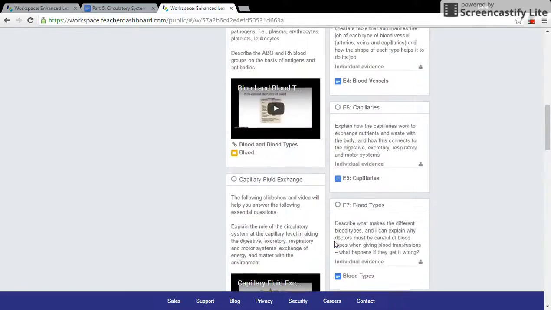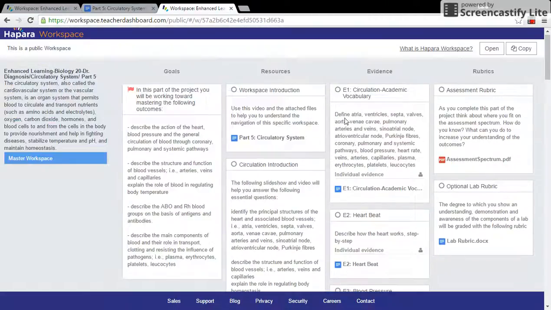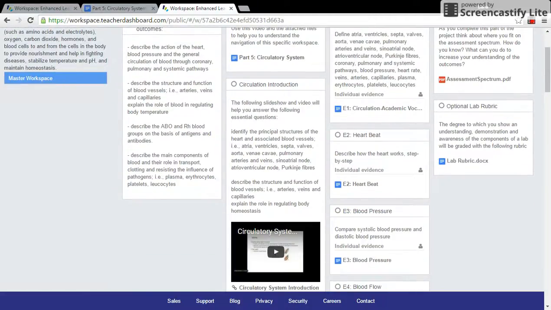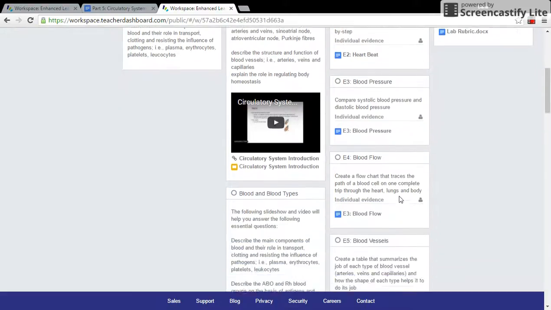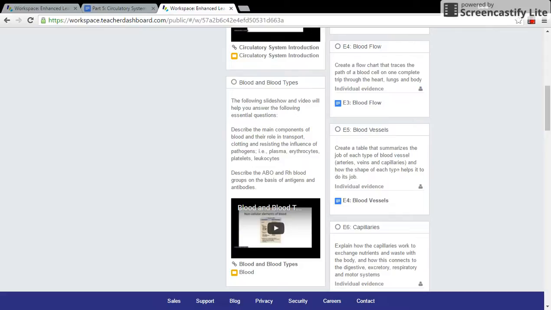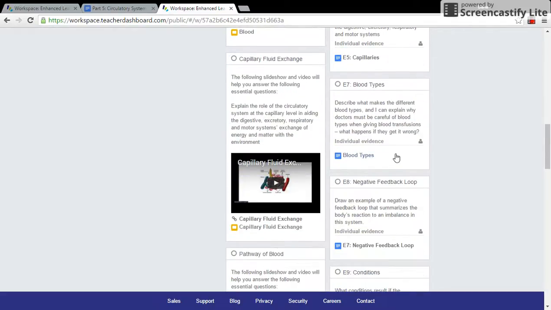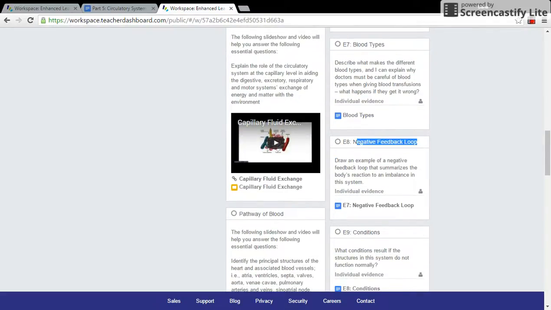So if you take a look at what pieces of evidence are required of you, lots of vocab words, like I said, maybe a good thing to tackle first before you even try to tackle the content in the videos. The heartbeat, some of it's really simple step-by-step. Some of it's just comparing and contrasting, looking at blood flow, looking at blood vessels, capillaries, blood types. There's that negative feedback loop.